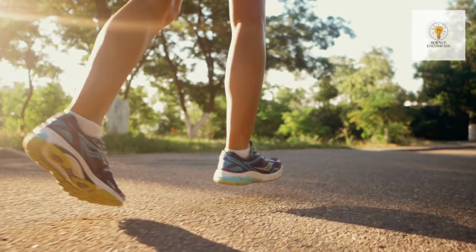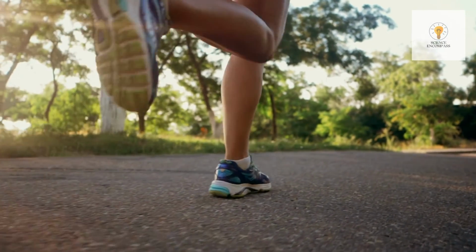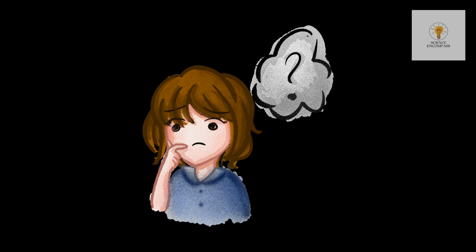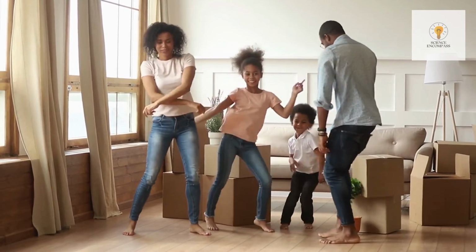In your everyday life, you come across a range of motions in which A. Acceleration is in the direction of motion, B. Acceleration is against the direction of motion, C. Acceleration is uniform, D. Acceleration is non uniform. Now, the question is, can you identify one example each for the above type of motion? You can pause the video here to think of some examples. Did you get some? Great job!